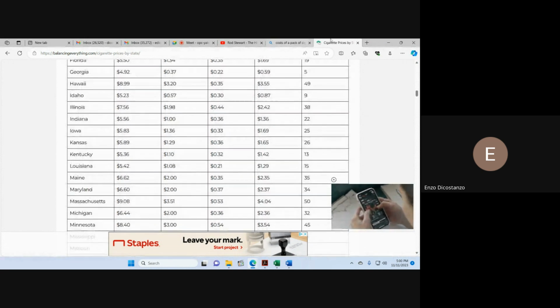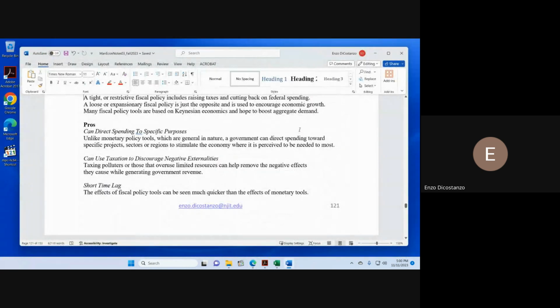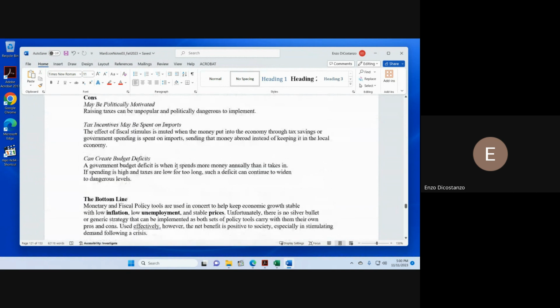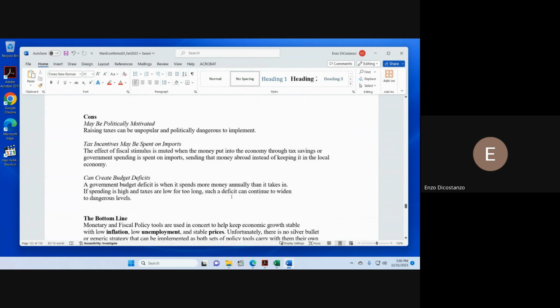But yeah, that's sort of a penalty tax to discourage you getting sick, right? And then there's a cost to the population, especially if you don't have health insurance. The effects of fiscal policy tools can be seen much quicker than the effects of monetary policy tools. And the negatives may be politically motivated. Raising taxes can be unpopular and politically dangerous to implement.